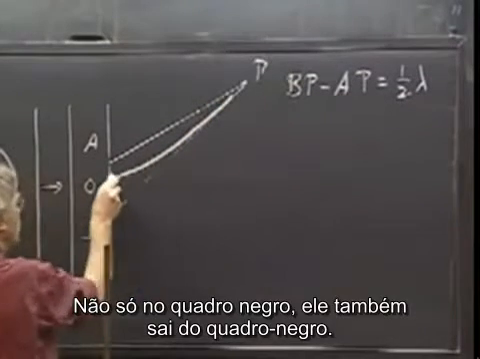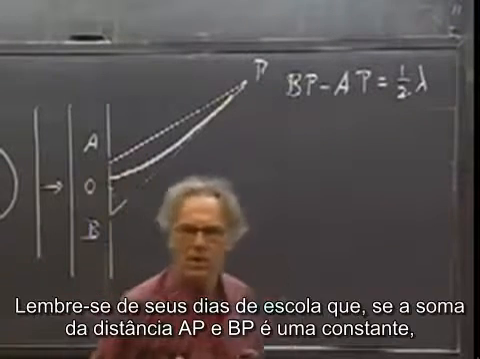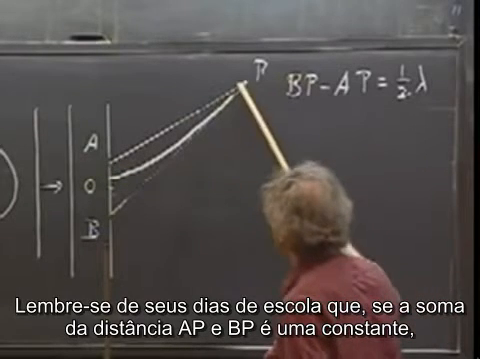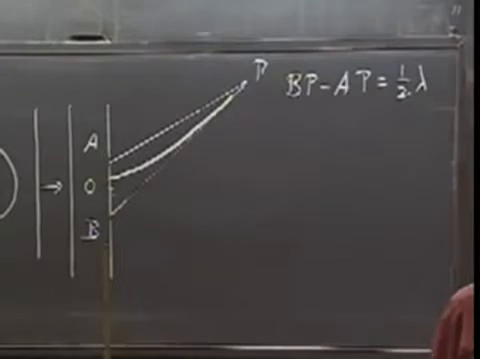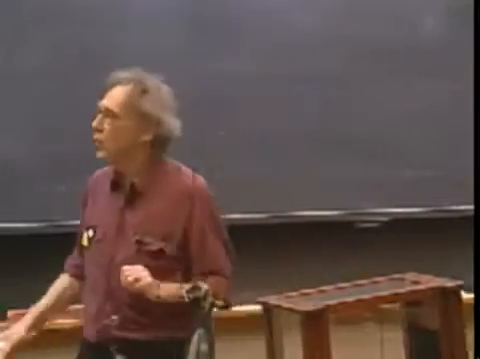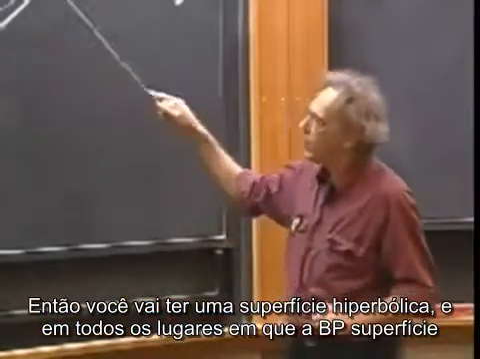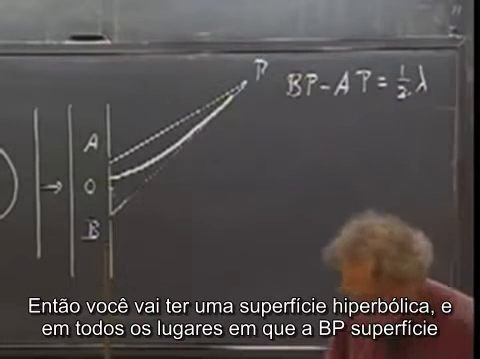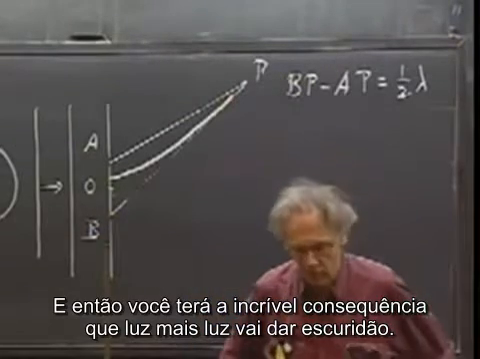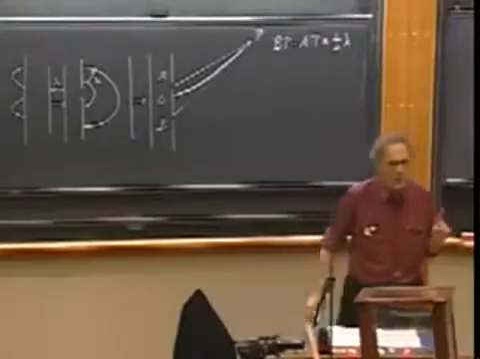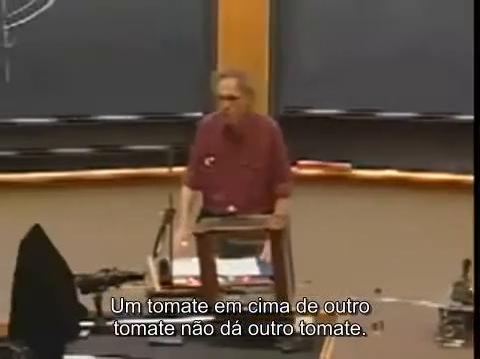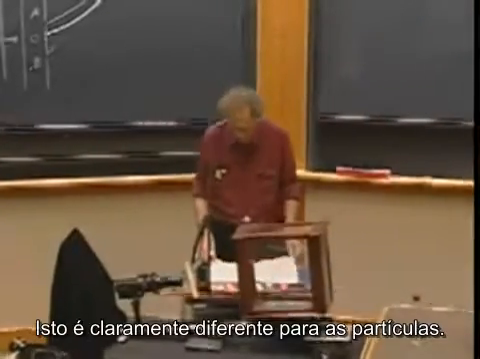It's not only in the blackboard, but it also comes out of the blackboard. It's like a bowl. Remember from your high school days that if the sum of the distance AP and BP is a constant, then you get an ellipse. But if the difference is a constant, you get a hyperbola. So you will get a hyperboloidal surface, and everywhere on that surface, BP minus AP would then be 1/2 lambda. And then you would get the amazing consequence that light plus light would give darkness, destructive interference. Tomatoes don't do that. One tomato on top of another tomato does not give no tomato. That is distinctly different from particles.